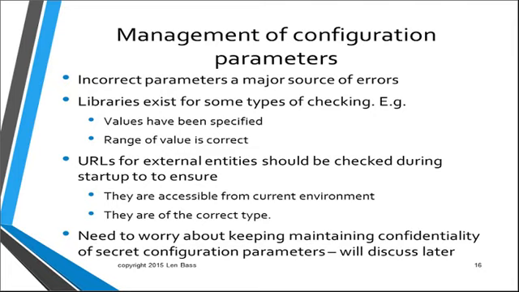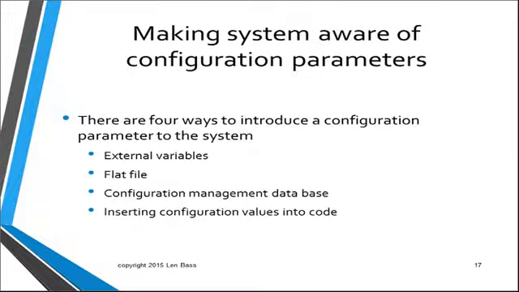One problem you have with configuration parameters is confidentiality. Some configuration parameters might be things like passwords and so on, and we'll discuss that later. So how does the system know about configuration parameters? Well, you can have system variables, external variables, so in Unix, for example, you would export a system variable and that would set it for that login. You can have a file that the program reads in, resource files, these are typically called. You can have a configuration management database, or you can insert the configuration values into the code.